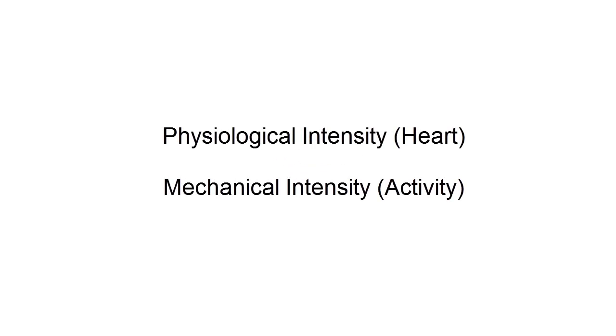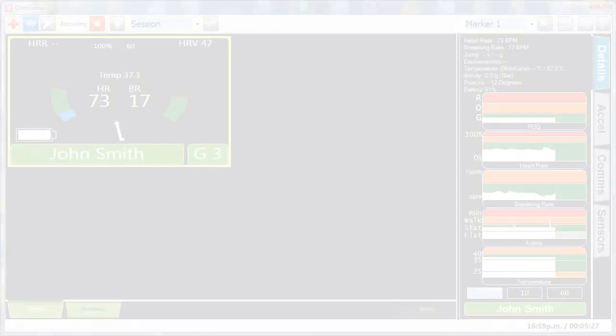Welcome to this Zephyr video on intensity, which is a new feature in OmniSense. This is a measure of how hard the subject is working, either physiological intensity, which is heart rate based, or mechanical intensity, which is activity based.